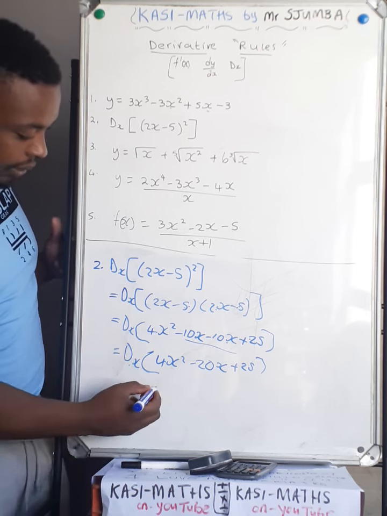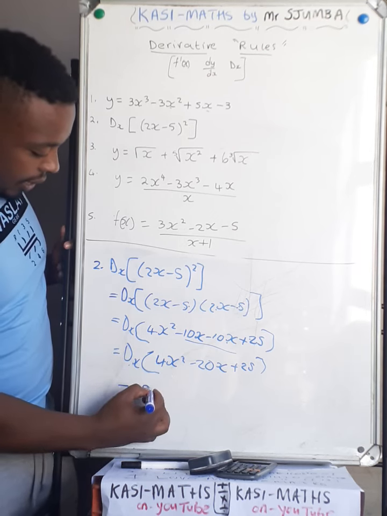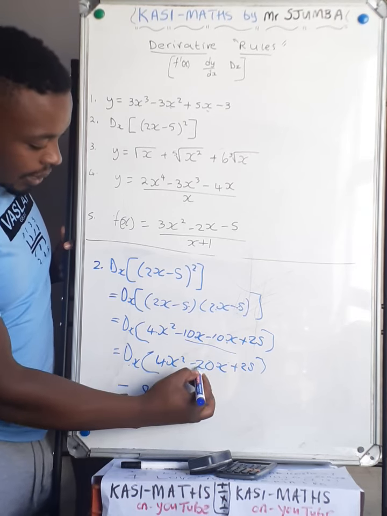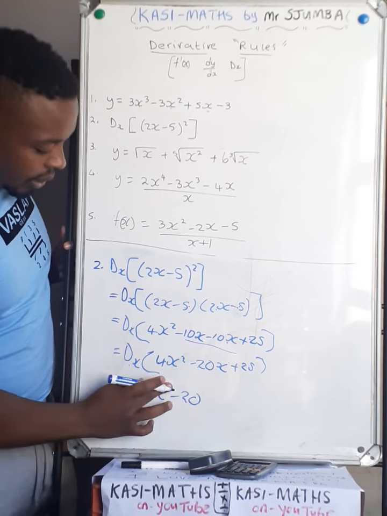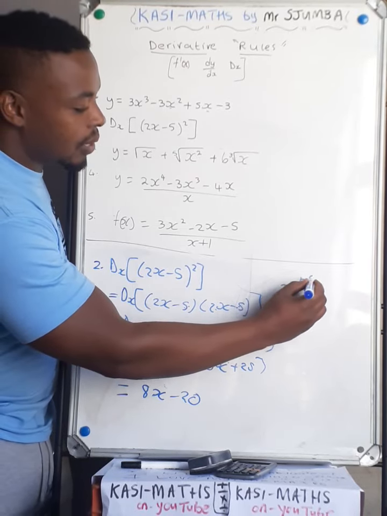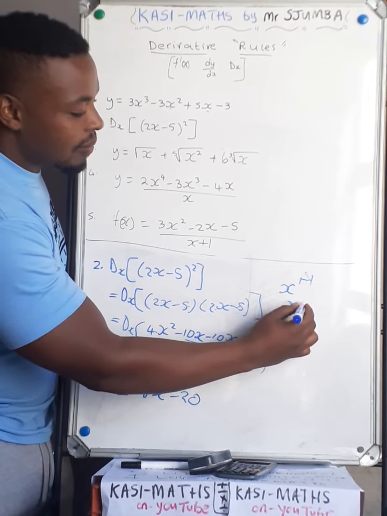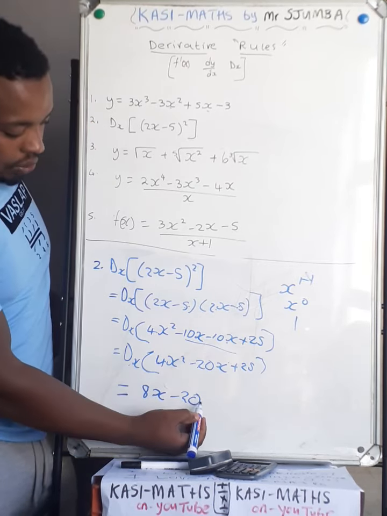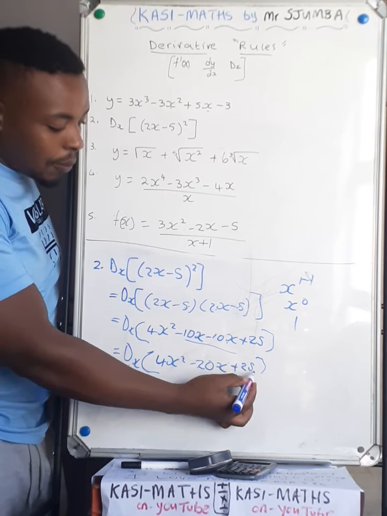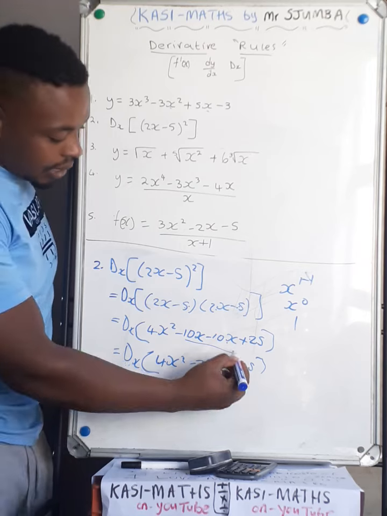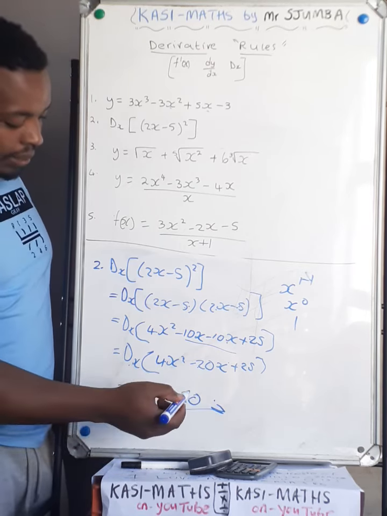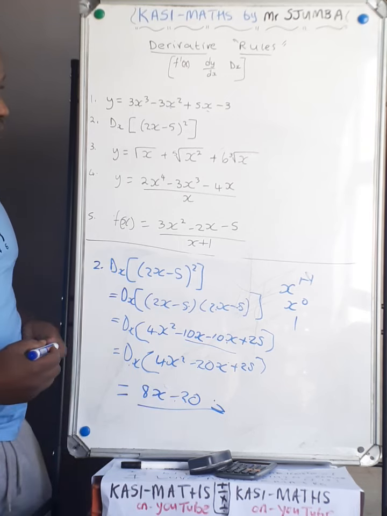Now because we're writing the derivative, 2 times 4 is 8x, 2 minus 1 is 1. 1 times negative 20 is minus 20, and 1 minus 1 is 0, so we have x raised to 0, which is 1. So 20 times 1 equals 20. Plus 25 is a constant, and deriving a constant gives 0. So our final answer will be 8x minus 20.